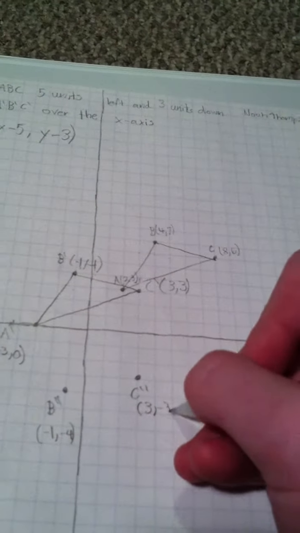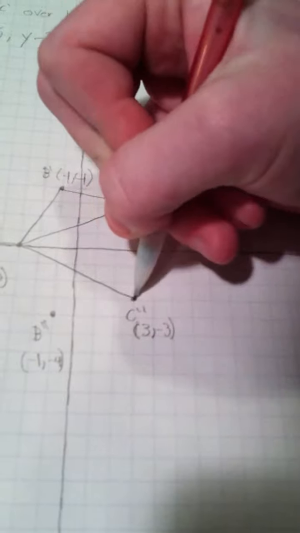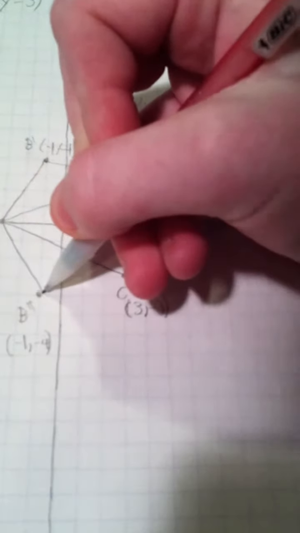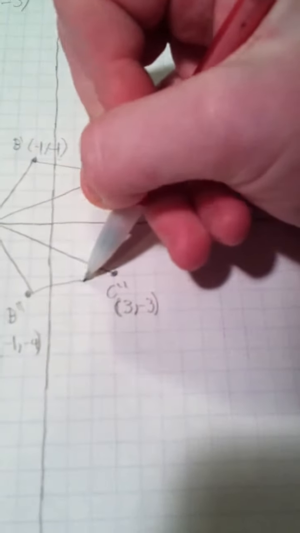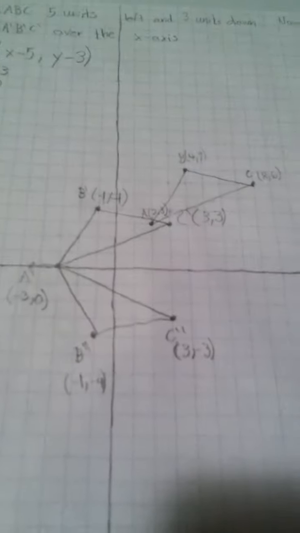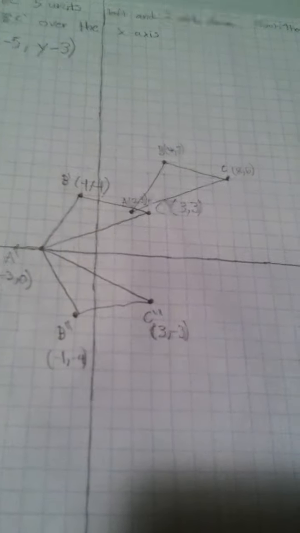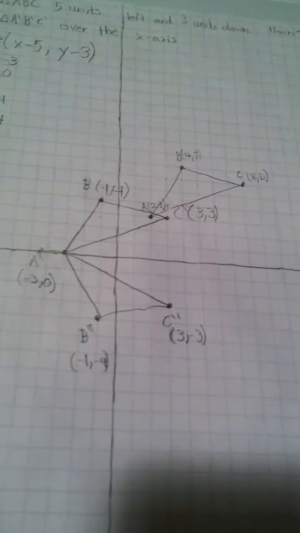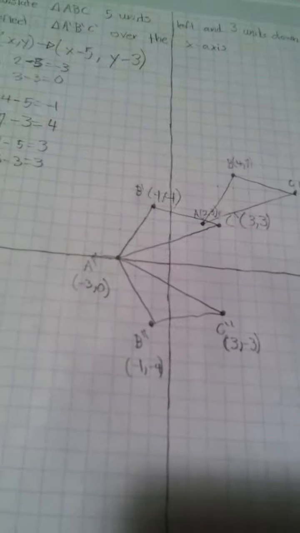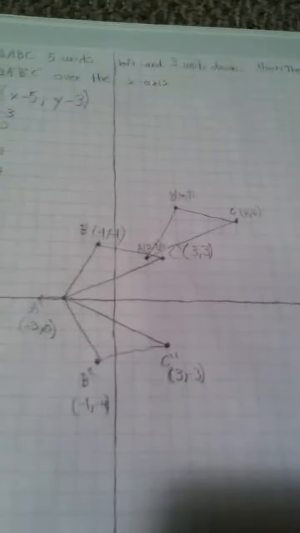Now let's connect up the points. Have them fairly straight. Well, fairly. And now I have 3 congruent figures: a translated one and a reflected one. All 3 are the same. Now I have to figure out the algebraic rule.